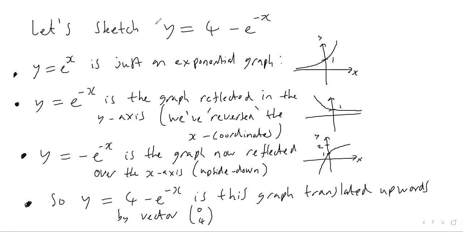Okay, so let's sketch this graph y equals 4 minus e to the minus x. So y equals e to the x is just an exponential graph like this. Remember, e is about, let's just pretend it's about 2.7. So you've got y equals 2.7 to the power of x. We would have seen these in school maths, in GCSE maths. A number bigger than 1 to the power of x, you're going to get this kind of positive exponential shape because you're continuously multiplying the number by itself, so you're exponentially growing.